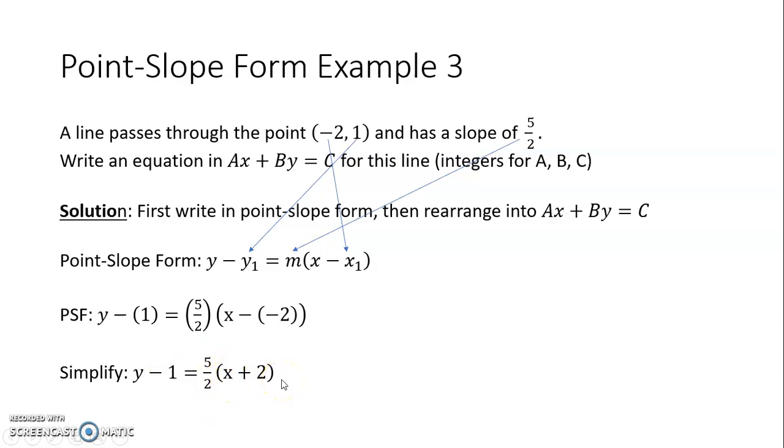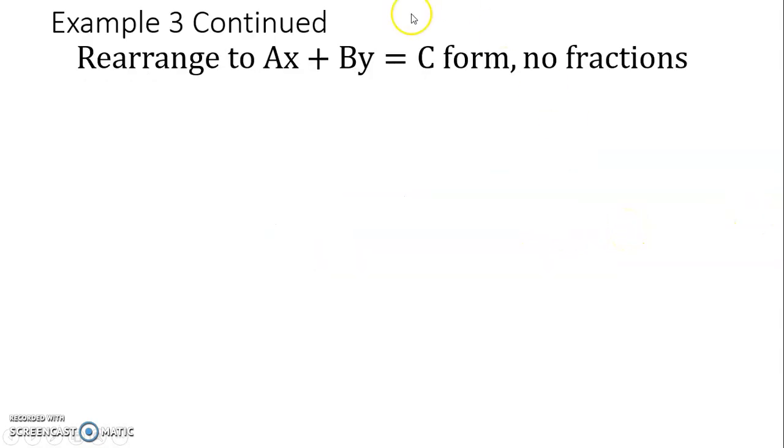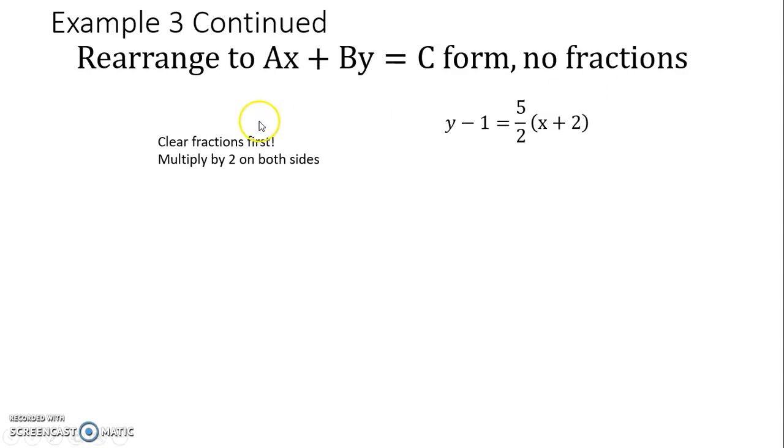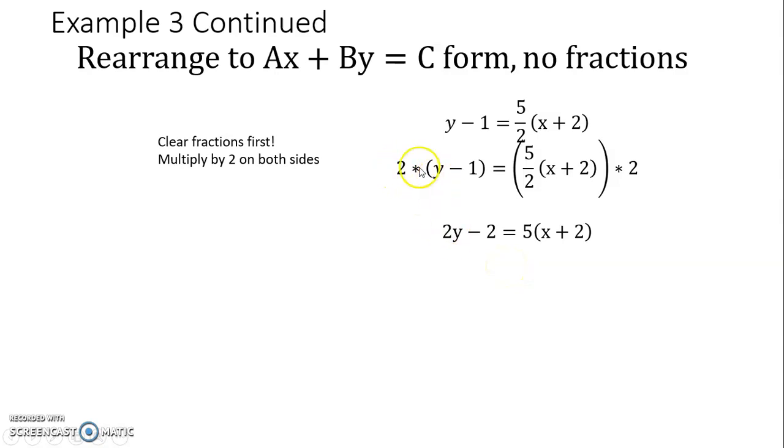On the next slide, we're going to rearrange it now into ax plus by equals c, standard form. Remember, no fractions and no negative signs out front. So the first thing we're going to do is clear the fractions by multiplying by 2 on both sides, kind of like we did before. So if we multiply absolutely everything by 2, that cancels this 2 with that 2, clears our fractions, and everybody else just gets multiplied by 2. So 2 times y gives us 2y, 2 times negative 1 gives us negative 2. This 5 halves cancels out, and then because we've already multiplied by this whole side, we just leave it alone.